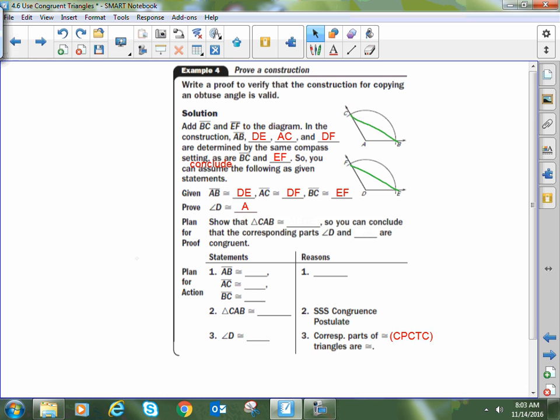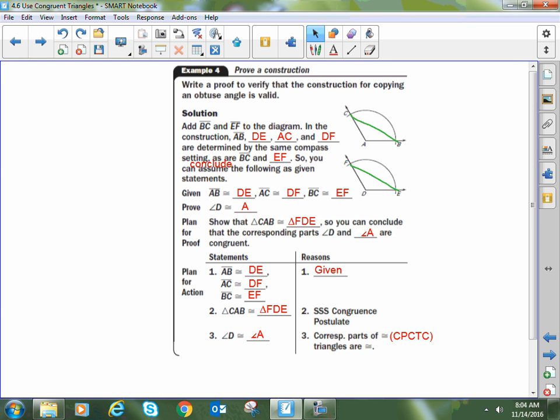So I'm going to write a proof that shows these two triangles are the same, so that I can conclude those corresponding angles are the same. I'm going to take the stuff that was given to me, the three sides, and then I can say that the triangles are congruent by side, side, side. So if the triangles are congruent, then angles D and A also have to be congruent.